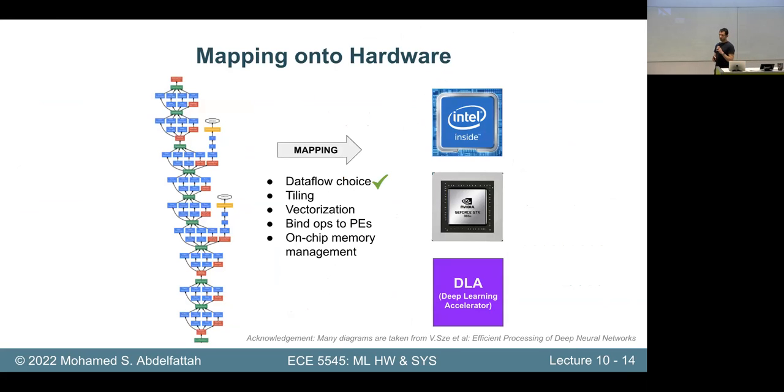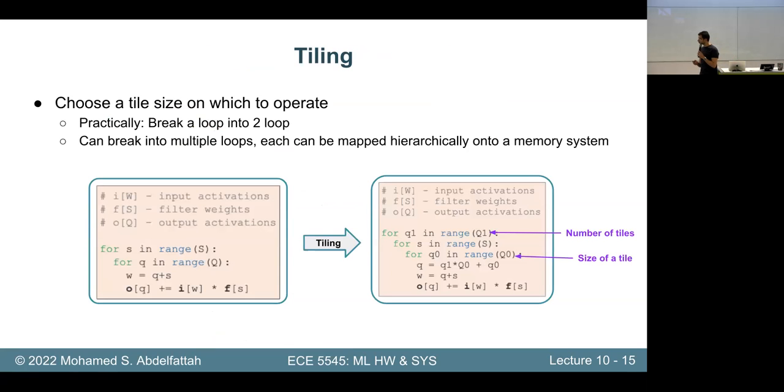Okay. So we looked at this first point where we're using the compiler to choose the data flow of our code. Next, we'll talk about two very important optimizations as well. They're kind of obvious that you need to do them, but they're really important as well. So tiling and vectorization. So what is tiling?